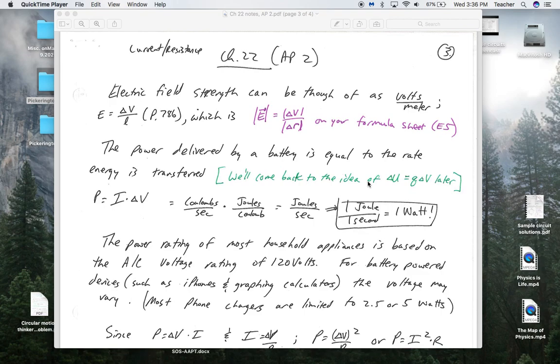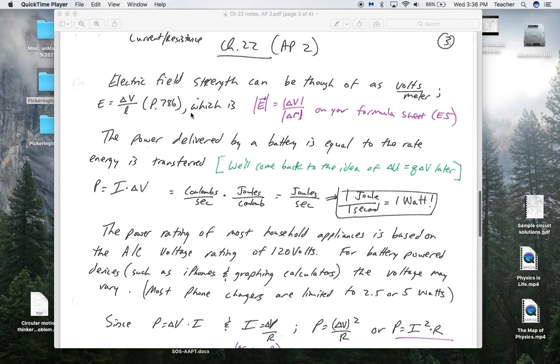We've thought of electric field strength a couple different ways. So we've thought about it as volts per meter. Your formula sheet has that as delta V over delta r for some reason instead of length. We've also thought about that as newtons per coulomb. That just comes up a little bit in chapter 22.